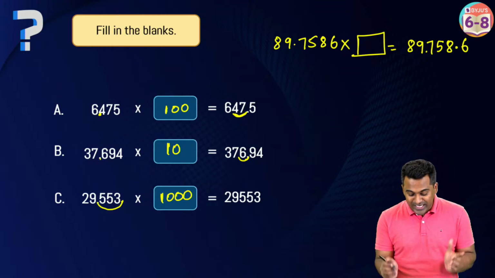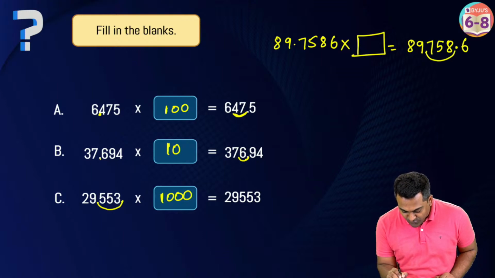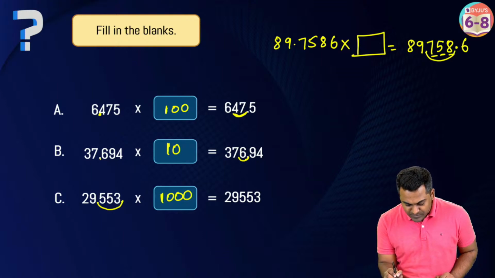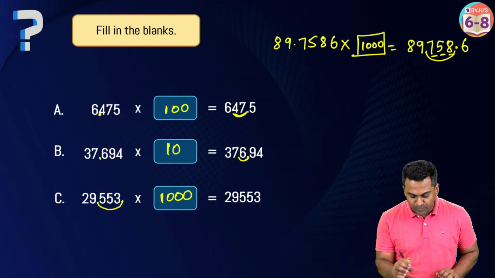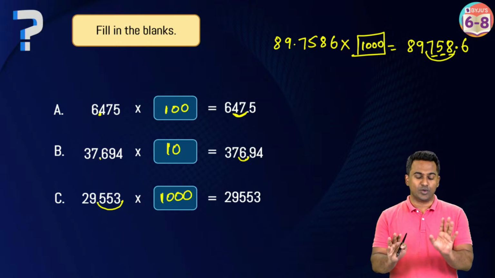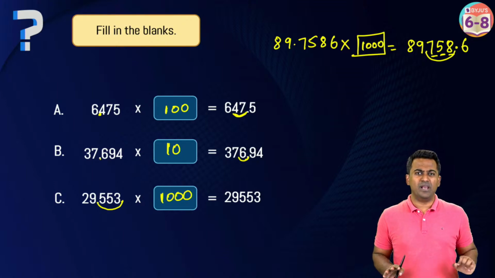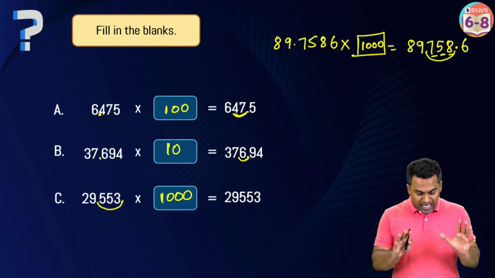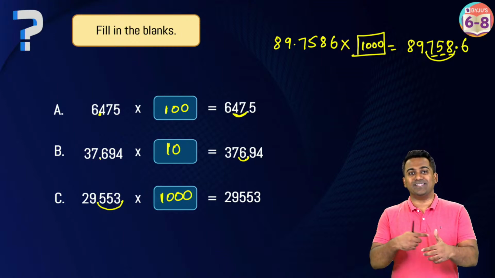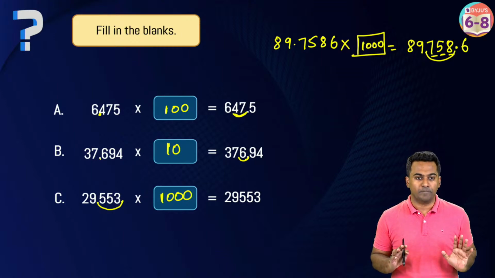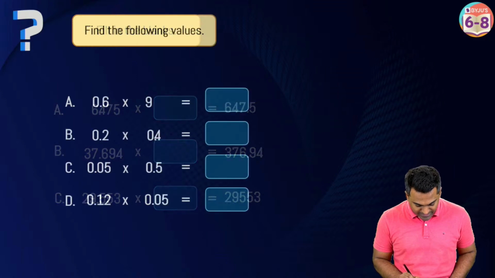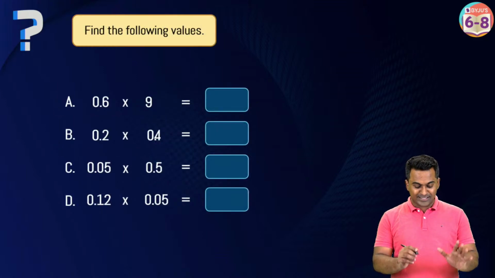You are absolutely right. This decimal point has moved to the right hand side 3 times. So in this box, I will put 1000 because 1000 has 3 zeros. So this part was simple. I'm sure you have understood how to multiply decimals with 10, 100, 1000 and so on. Okay, well done. Now moving on to the next thing, let's try to work this thing out.